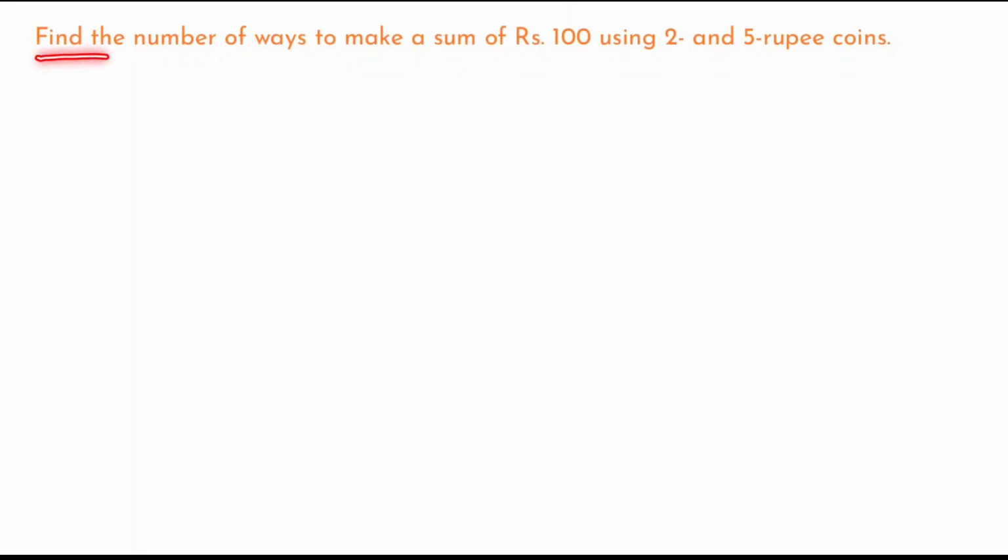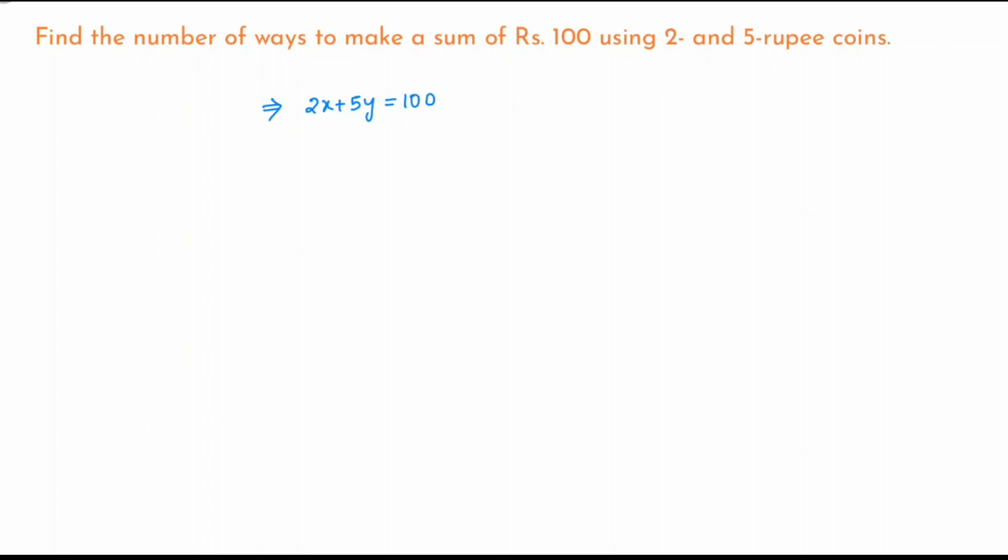Alright, so let us find the number of ways to make a sum of rupees 100 using 2 and 5 rupee coins. Let there be x 2 rupee coins and y 5 rupee coins. So that means we can write this as 2x plus 5y is equal to the sum 100.